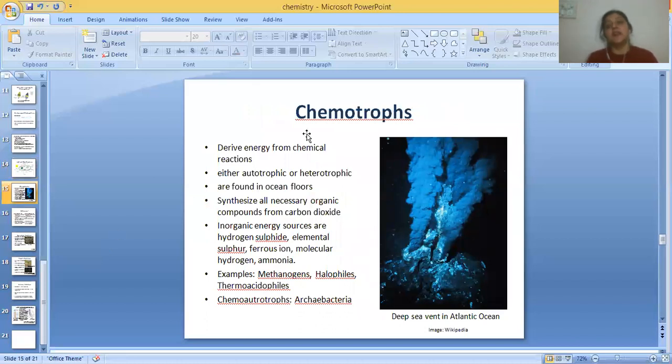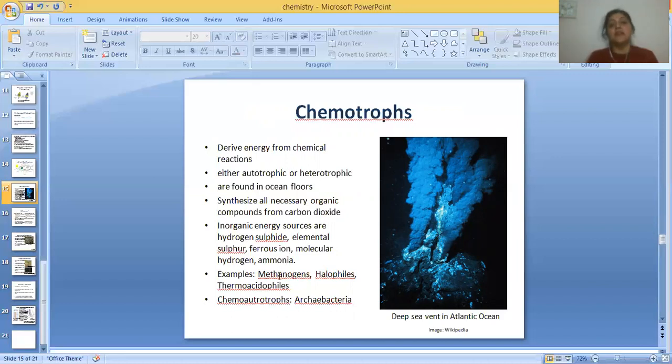So the next category is that of chemotrophs. These are the organisms which derive energy from chemical reactions. They can be autotrophic organisms or heterotrophic organisms. They are generally found in ocean floors, for example, in the deep sea vents in the Atlantic Ocean, because it's a source of inorganic energy sources such as hydrogen sulfide, elemental sulfur, ferrous ions, molecular hydrogen, and ammonia. So chemotrophs can be heterotrophic as well as autotrophic.